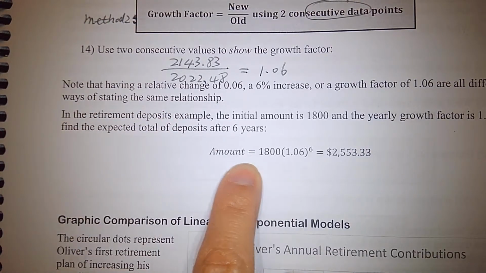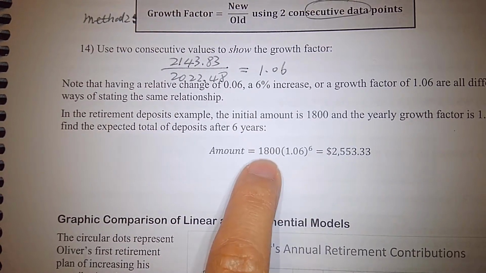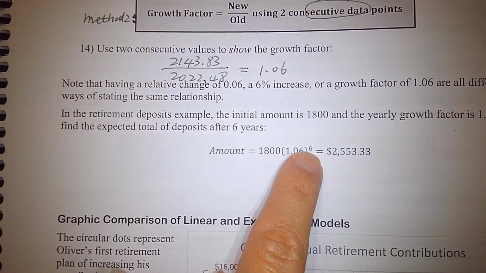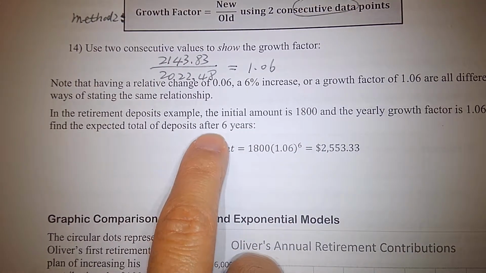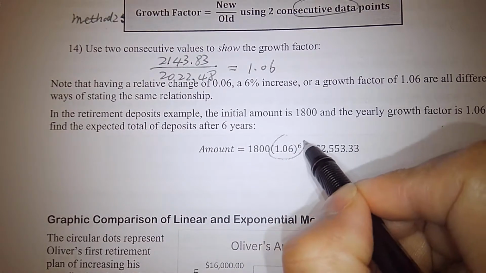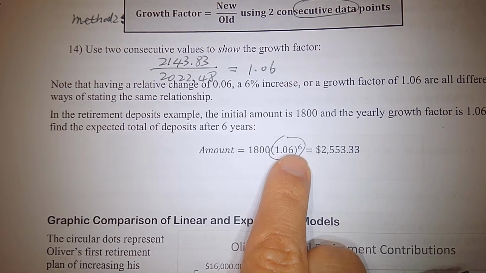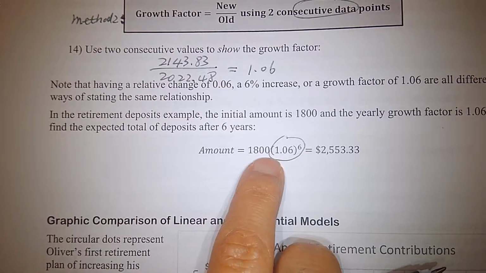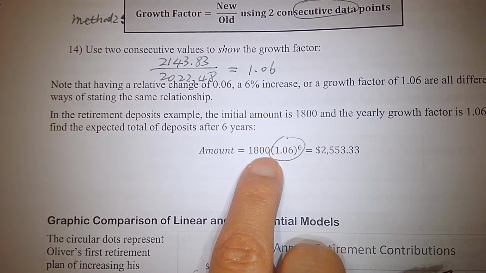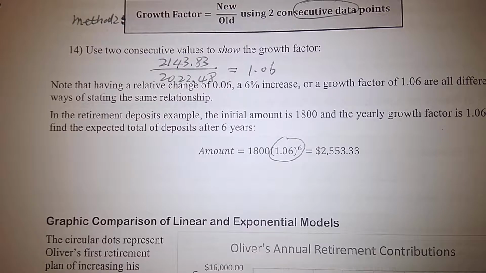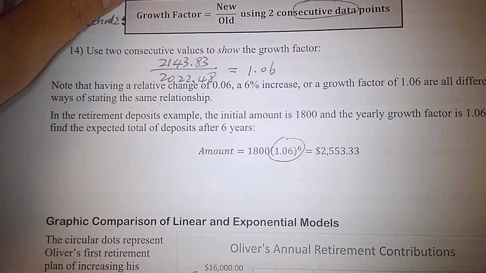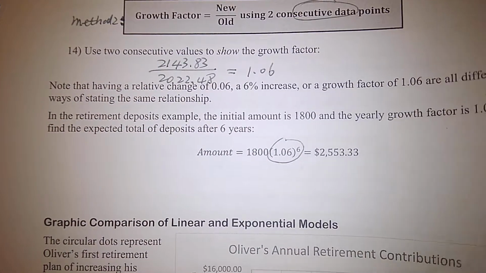From the current model, we get this: amount equals 1,800 times 1.06 to the 6th power. Computing this gives us the answer for the deposit after 6 years. Here I want to emphasize that, just like we said before, we have to do the exponent first, then multiply this result by 1,800, and then we will get this. Everyone? So now we have introduced the exponential growth model. This is the growth model, questions 15 and 16, you can try them.